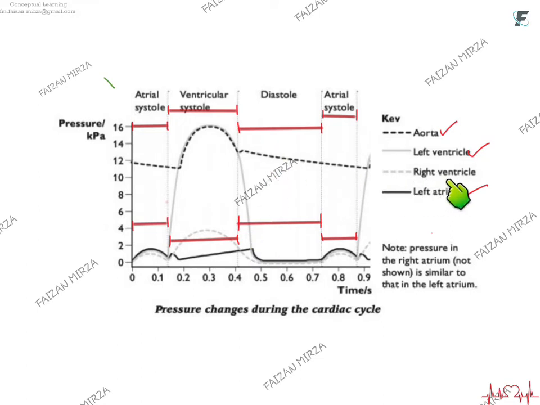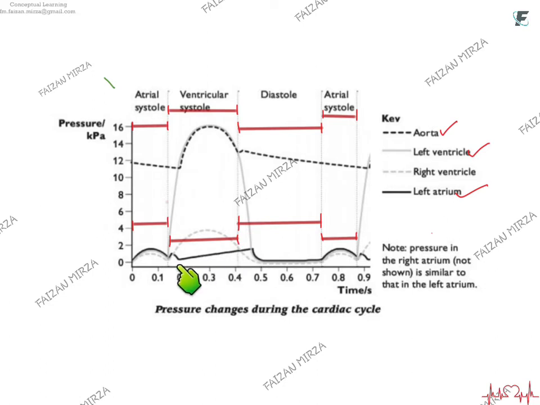So if we discuss the pressure in the left atrium now, so this is the left atrium. The black line shows to you that in atrial systole there's a bump. This bump is because the pressure in the atria was high because of atrial systole, and then when ventricular systole occurred, the pressure declined, but then gradually it started to rise.